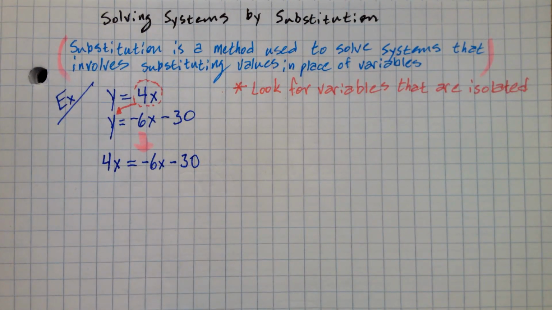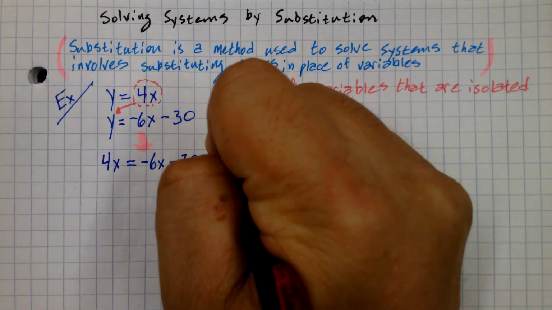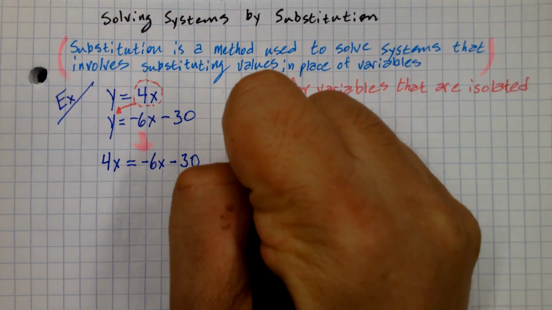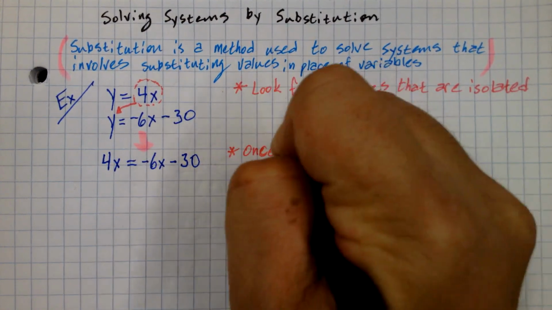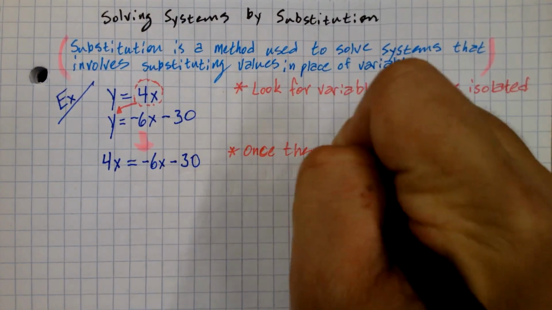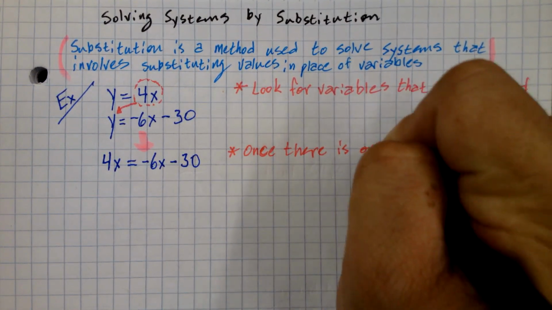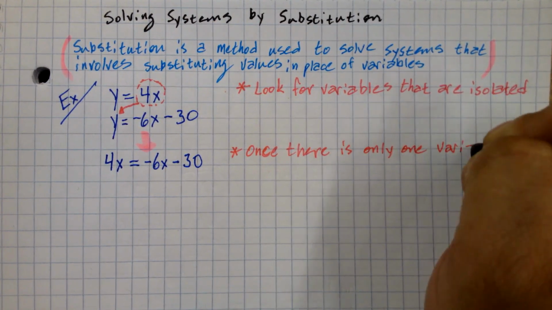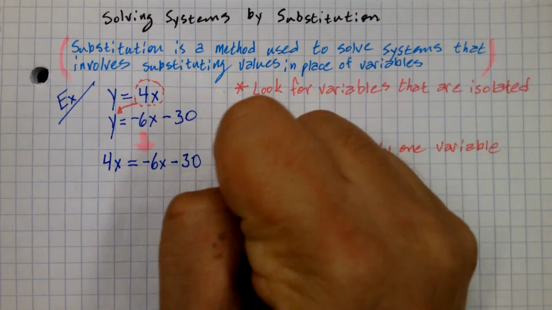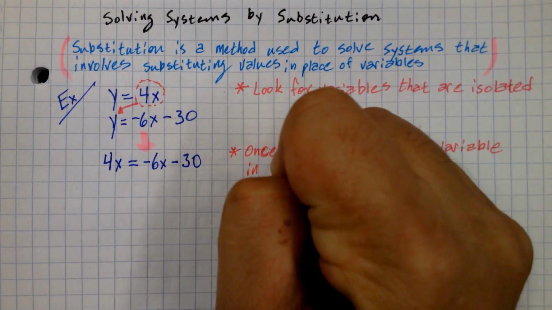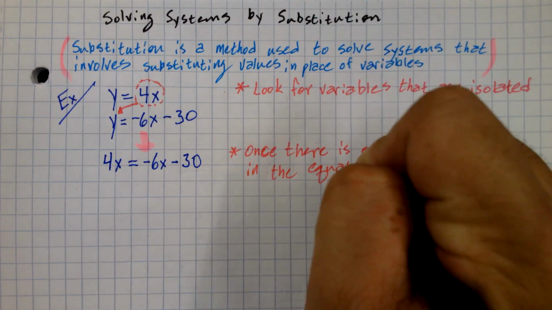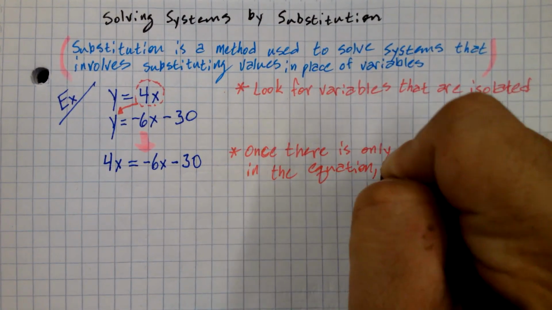Okay, so let's write down on the margin here. Once there is only one variable in the equation, comma, solve it.